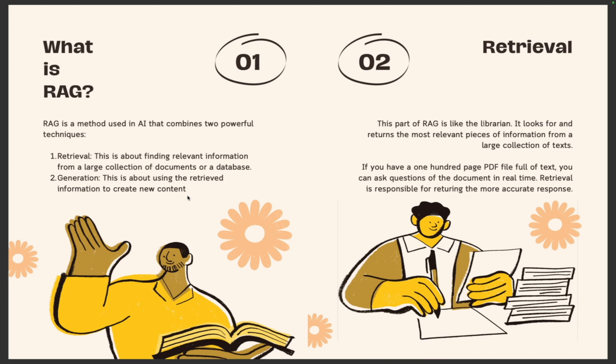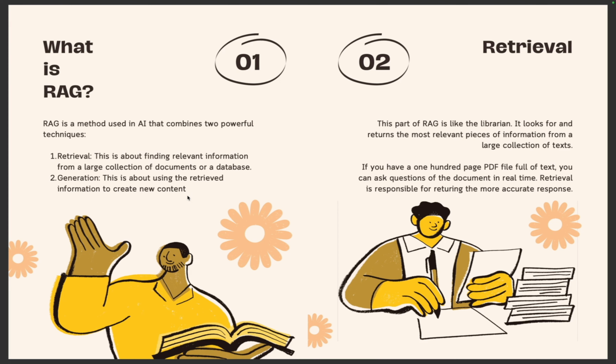So the retrieval part is like a librarian within a library. You can ask him or her a question, and she'll go off and find you the relevant books and find you the page where the content you're looking for could possibly exist. So that's what RAG is doing. So if you have a 100-page PDF file full of text, you can ask those questions, and in real time, it's able to respond to you based on the question you ask.